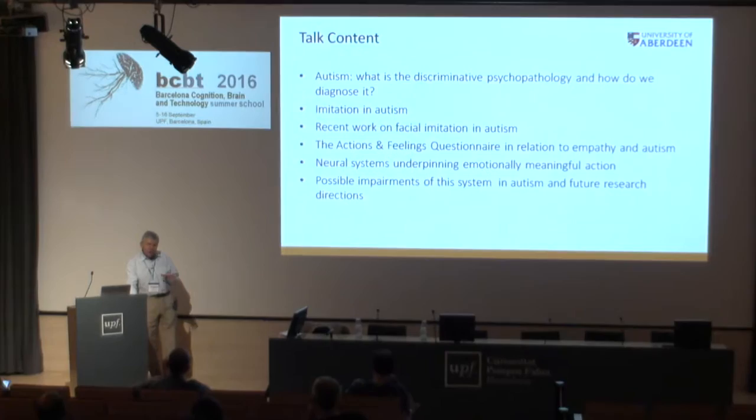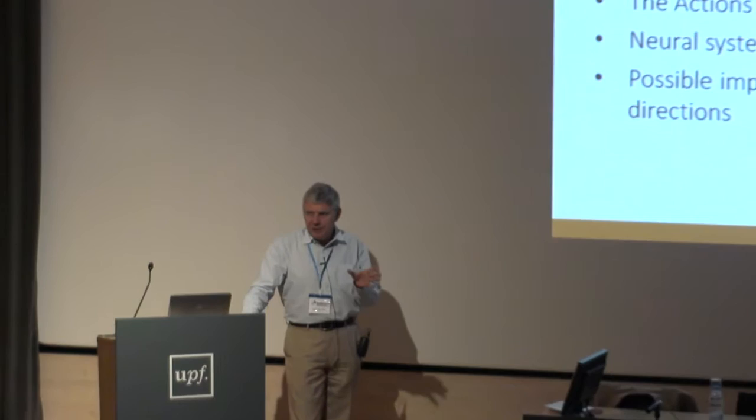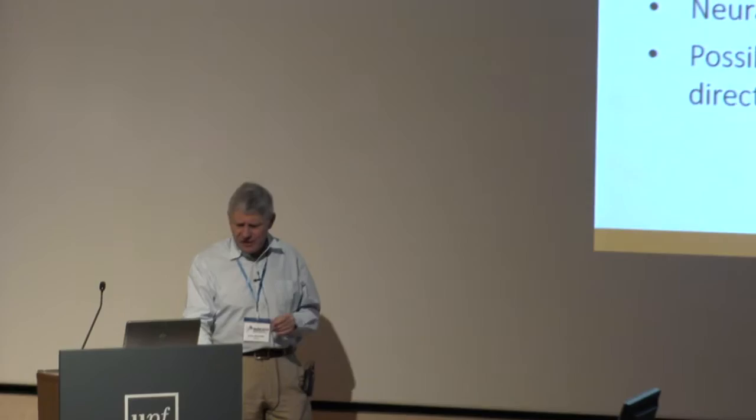Whilst he has been working very hard on mechanisms of imitation in non-human primates, I've been interested in the role of imitation in humans and in child development. So today I'm going to first of all bring us back to what is autism, what's autism about, and why I think that imitation is so important, and we'll come down to it. But we'll start off with discussing what the key science problem is in autism.